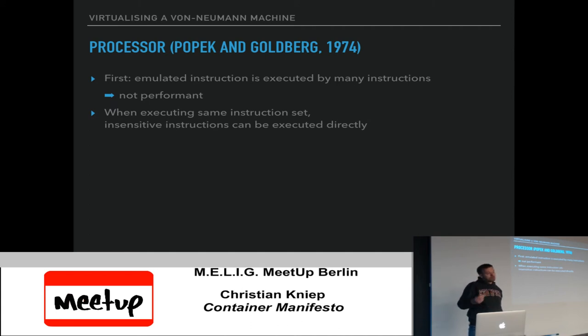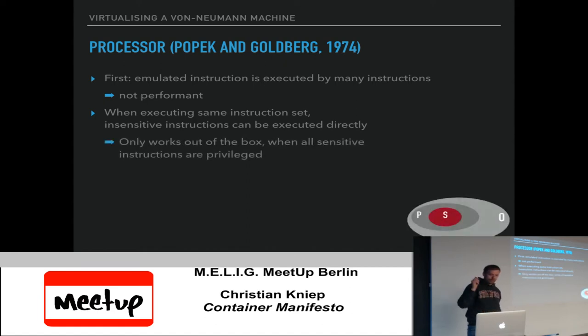And when you execute the same instruction set, so you have an x86 and you want to emulate an x86, you can do some shortcuts, right? You can take any insensitive instruction and just pass it down to the CPU and run it in unprivileged mode, and it can execute directly. But what the two guys came up with is that you have privileged instructions, that would be the P, and you have sensitive instructions. Sensitive instructions either depend on the state of the underlying machine, or they can change the state of the underlying machine. Then you have to prevent malicious things from happening.